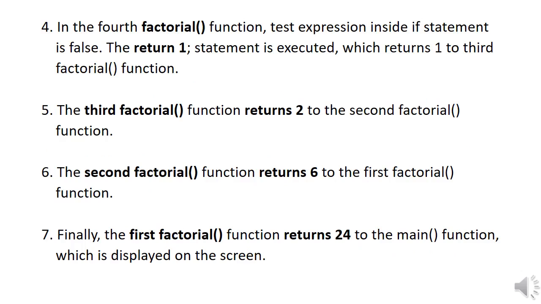Step 4 will explain what will happen when you meet the terminating condition, that is when you call factorial of 1. Then step 5 explains how the returned values are passed into the previous states. Then step 6 also explains how the returned values are passed into the previous step. Then finally step 7 explains how you will get the result and how the result is returned to the main function, how it is displayed on the screen.